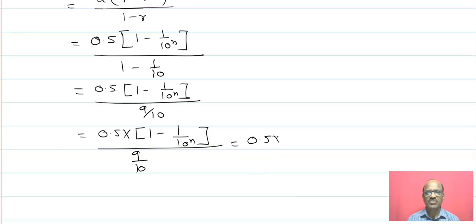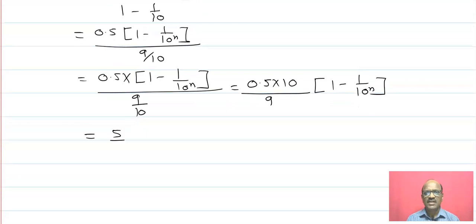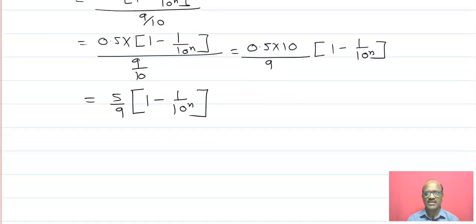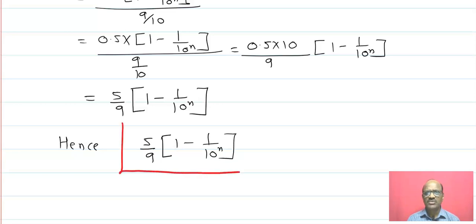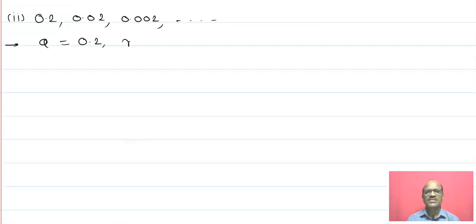Now multiply by the reciprocal: 0.5 into 10 upon 9 in bracket 1 minus 1 upon 10 raised to n, that is 5 upon 9 in bracket 1 minus 1 upon 10 raised to n, bracket complete. Hence 5 upon 9 in bracket 1 minus 1 upon 10 raised to n is the Sn.